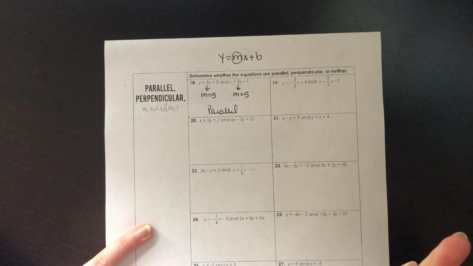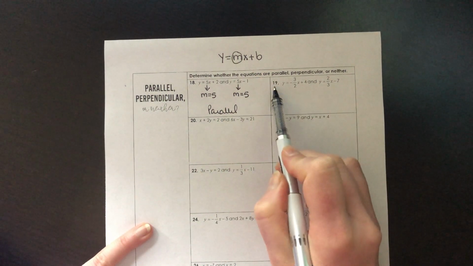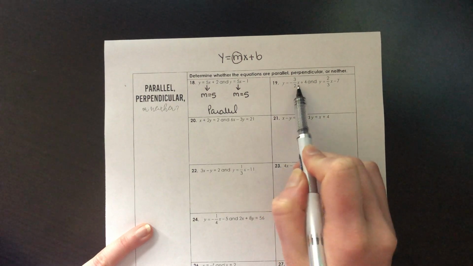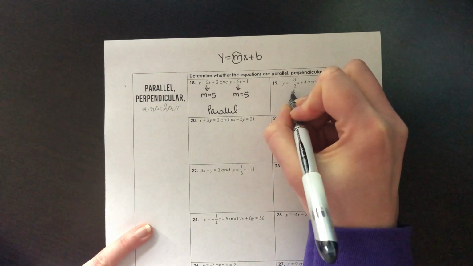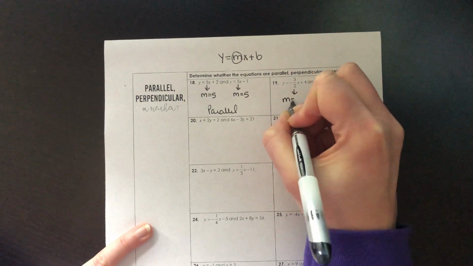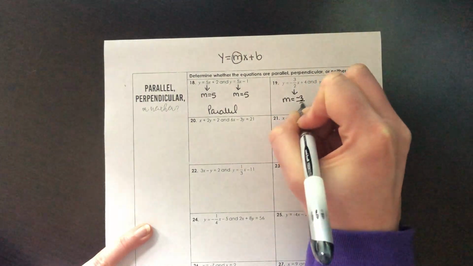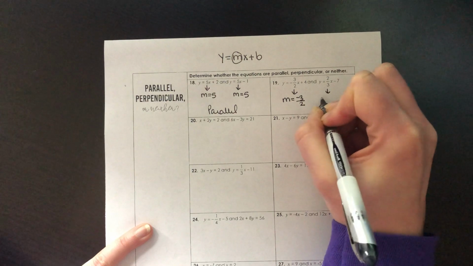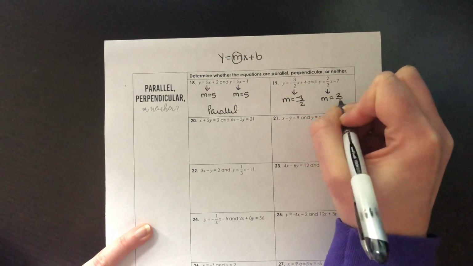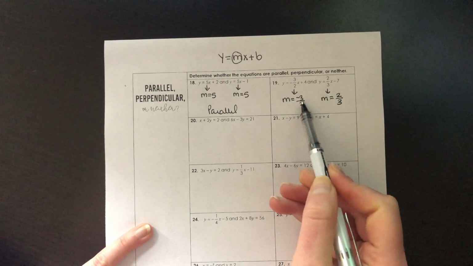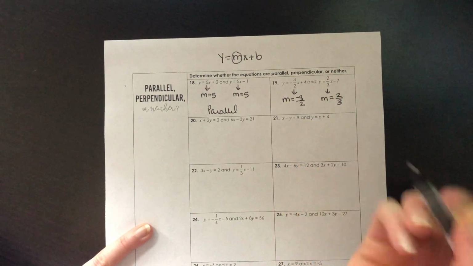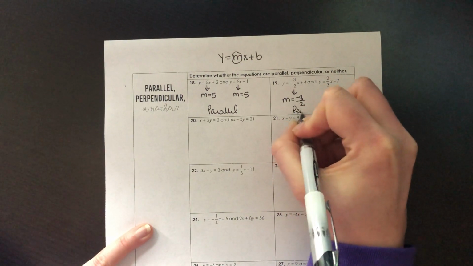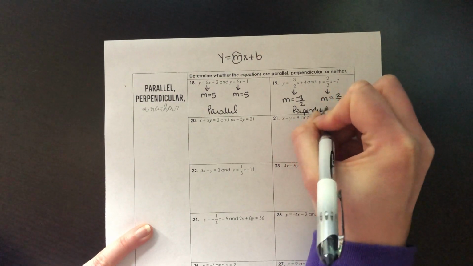And you're done. If I look at 19, I see it is in y equals mx plus b format, so I can quickly see that the slope of the first equation is negative 3/2, and the slope of the second is 2/3. I see that it is flipped, and I see that they did change the signs. So therefore, they're perpendicular.